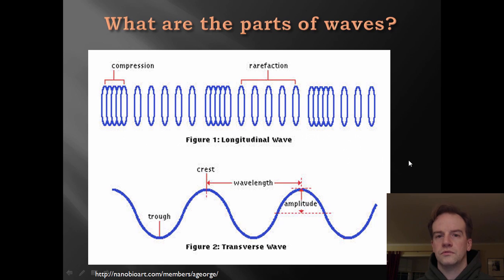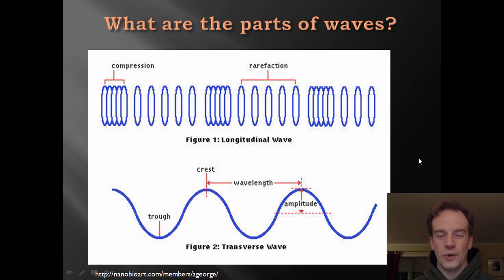This is an example of a transverse wave. Notice that instead of going back and forth or parallel like a longitudinal wave, the transverse wave goes up and down, or perpendicular to the medium. And again, the particles don't move, it's just the energy that is moving.